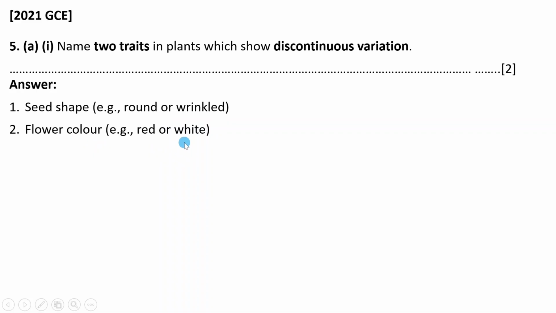So discontinuous means that the variation does not vary over a wide range of varieties or traits. That's what it means by discontinuous. While continuous variation means that the traits vary over a given range, like height, size of the plant, they vary. But in terms of seed shape, it's either they are round or wrinkled. Then you cannot have many shapes. Then in flower color, usually it is either red or white. Okay, so these are discontinuous variation for plants.